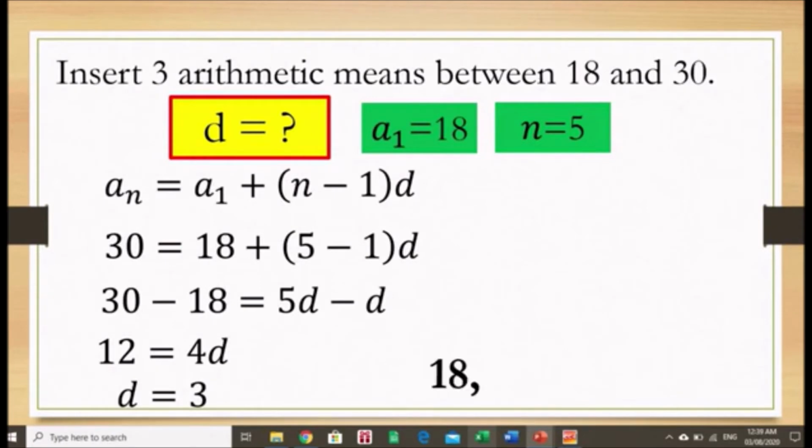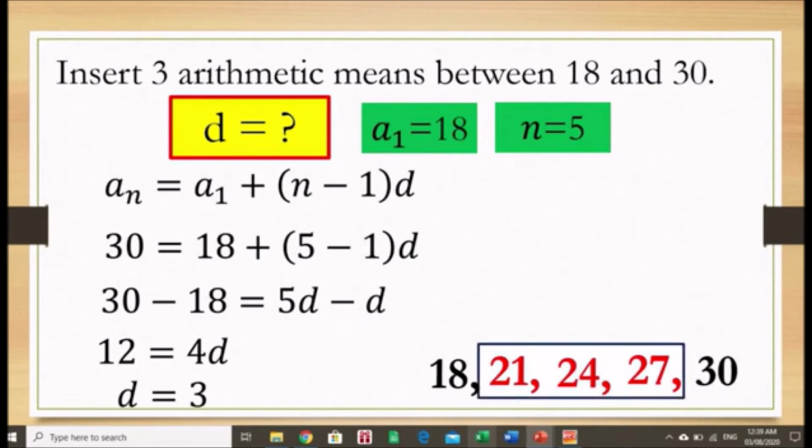Since our first term is 18, we have to add it with 3, the common difference. So, 18 plus 3 is equal to 21. Next, 21 plus 3 is 24. 24 plus 3 is 27. And 27 plus 3 is 30. So, the three arithmetic means between 18 and 30 are 21, 24, and 27.